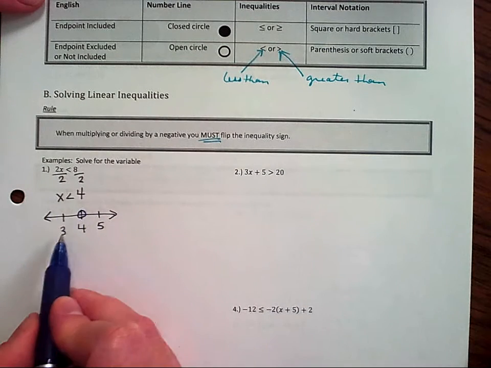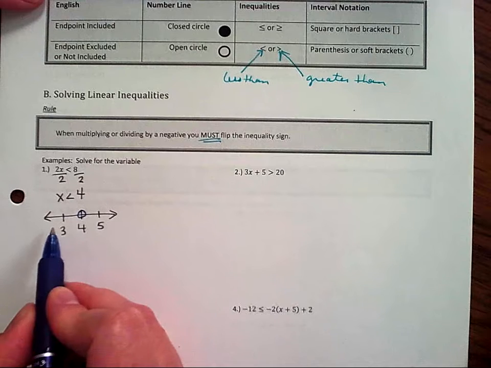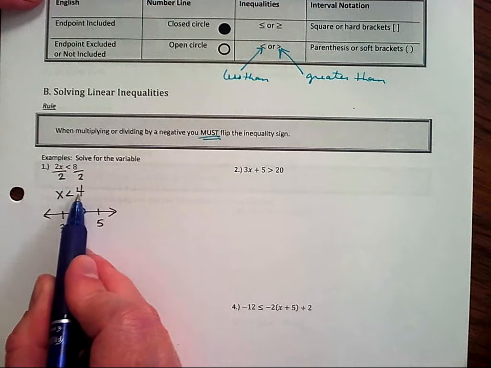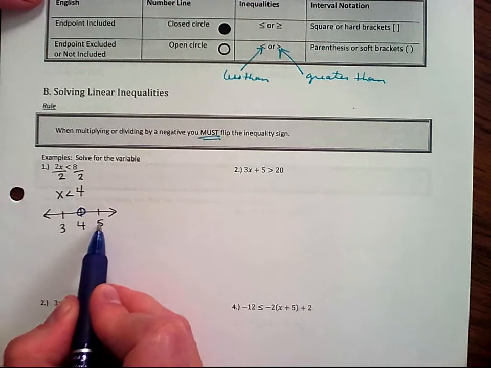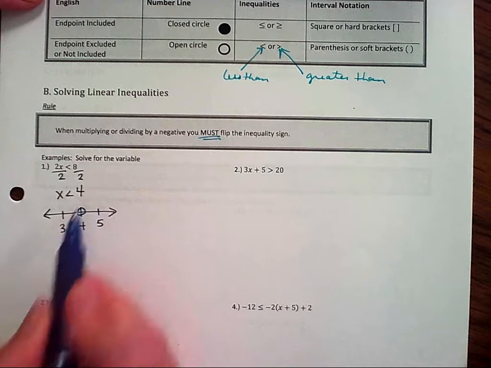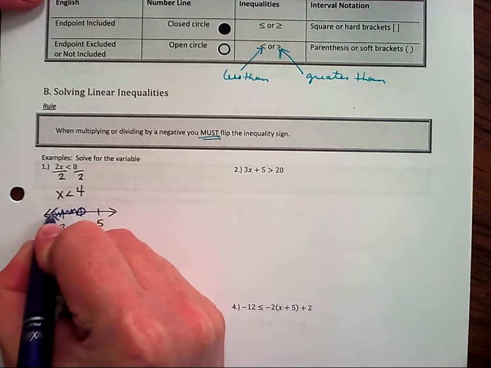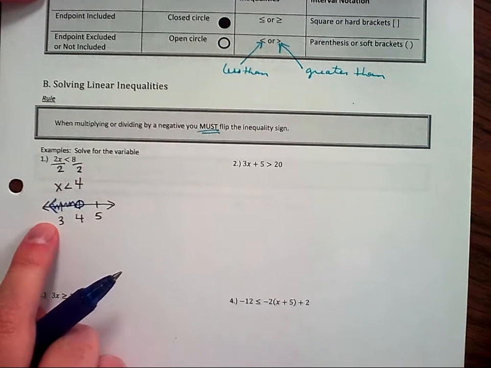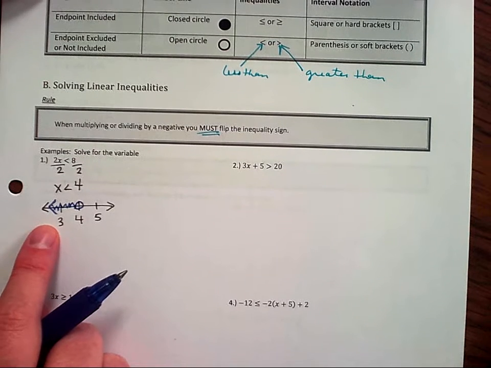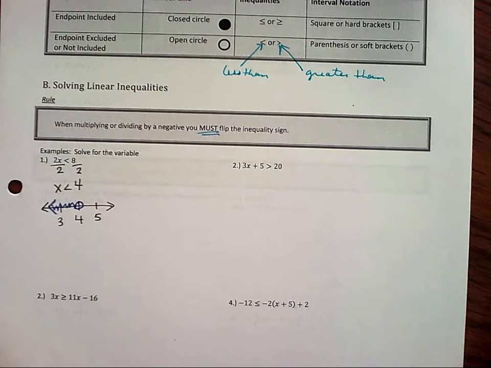X is less than 4. So now I'm going to read my values that I put on the number line. 3 is less than 4, is that true? Okay, 5 is less than 4, is that true? No, so I'm going to shade towards 3. I'm shading towards the truth. All right, and then I'm going to do an arrow, whether I'm graphing on a number line or graphing a function. The arrow means it continues like that forever, right?